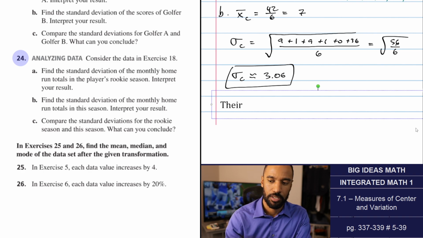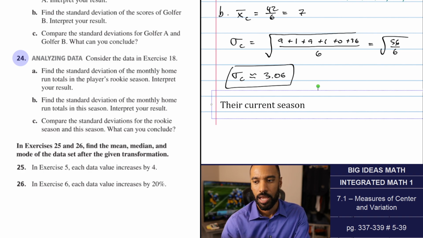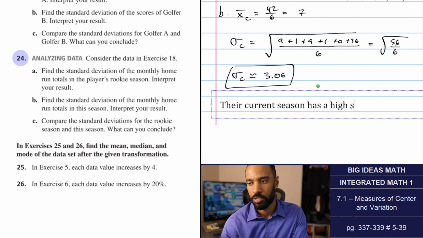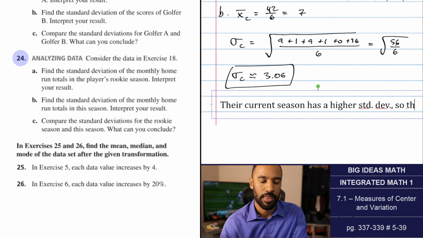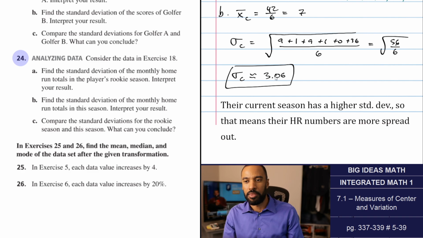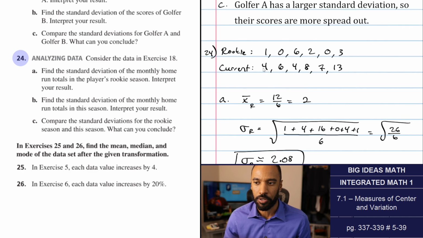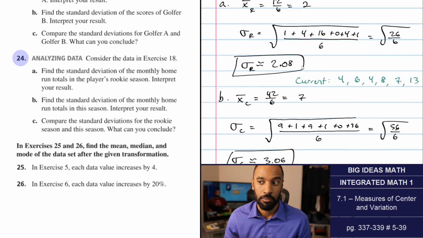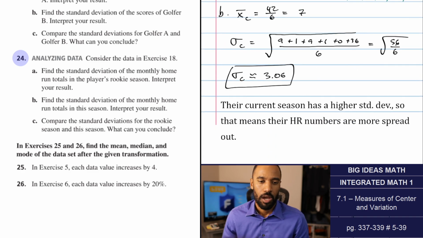So their current season, part C, has a higher standard deviation. That means their home run numbers are more spread out. Given the months, it's a little less predictable to find out what they're going to do, despite the fact that they have higher home run totals. It was that last month that really did them in.